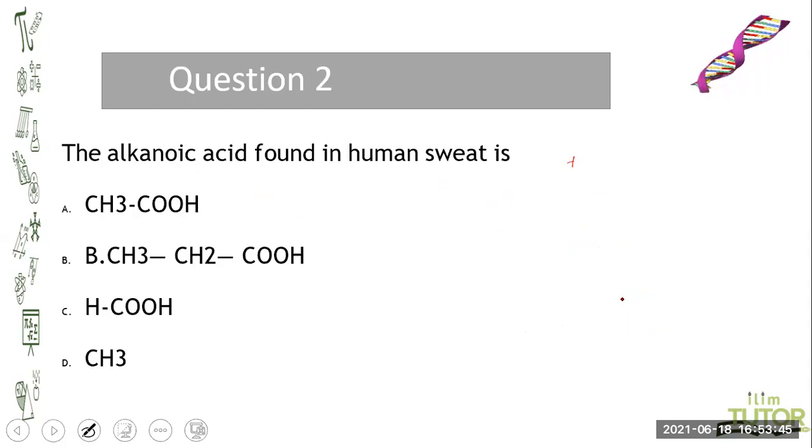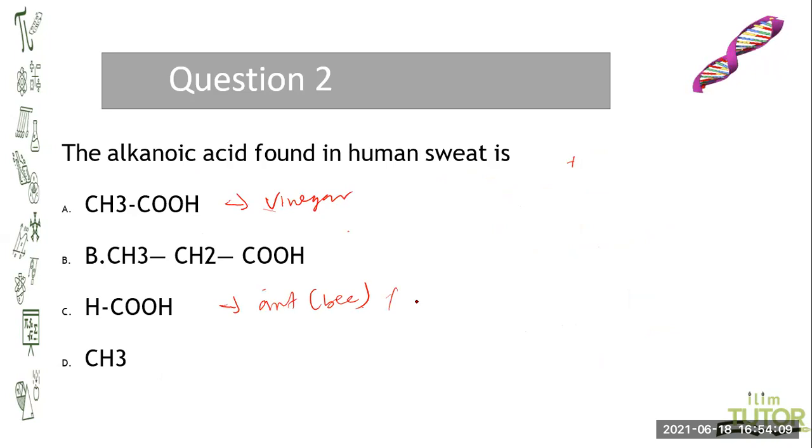The alkanoic acid found in human sweat. Okay, these are all alkanoic acids, and they're asking us the one found in human sweat. So let's use this one. This one is the one found in vinegar. This is the one that you find in ant or bee. When a bee stings someone, you have formic, or you say what? Methanoic acid. So this is the one you can find in sweat. This is just a methyl group, not an alkanoic acid.